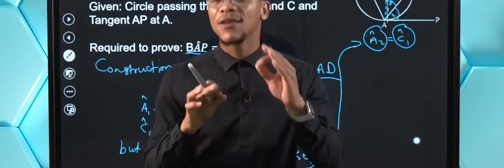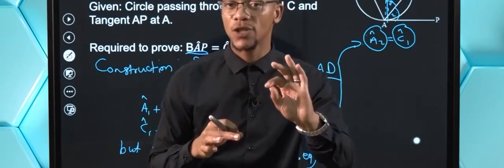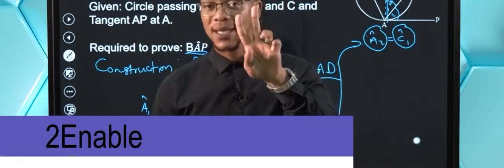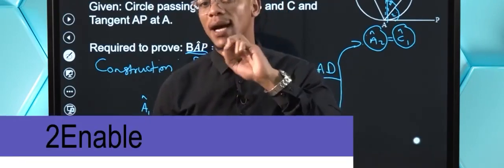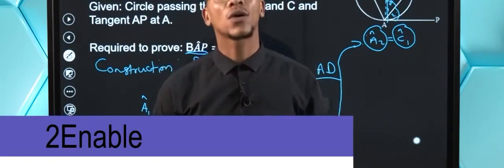Remember that the first two theorems we looked at were that a radius is perpendicular to the tangent, and that tangents drawn from the same external point, there are two of them, are equal to each other. The last one was the tangent-chord theorem.